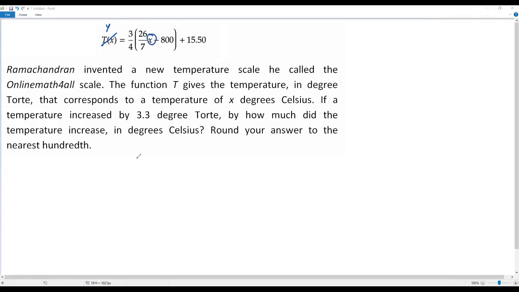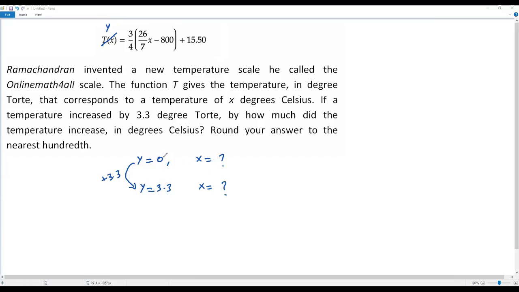Okay, now what I plan is let me plug in y equals 0 and get the corresponding value of x. Now, let me increase the value of y, that is from 0 to 3.3. Okay, here I increase the value of y by 3.3. That is, I increase the temperature by 3.3 degree tot. Okay, when I take 3.3 as the value for y, what is the corresponding value of x? Now, we are getting two values for x.